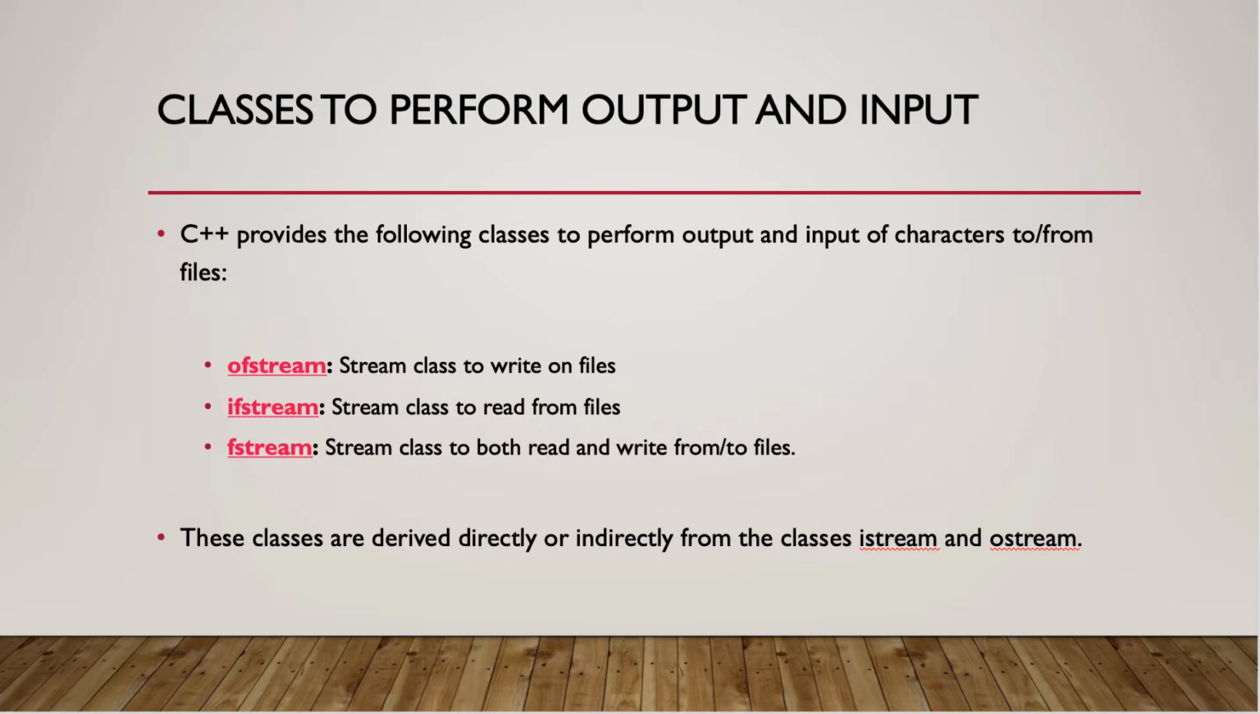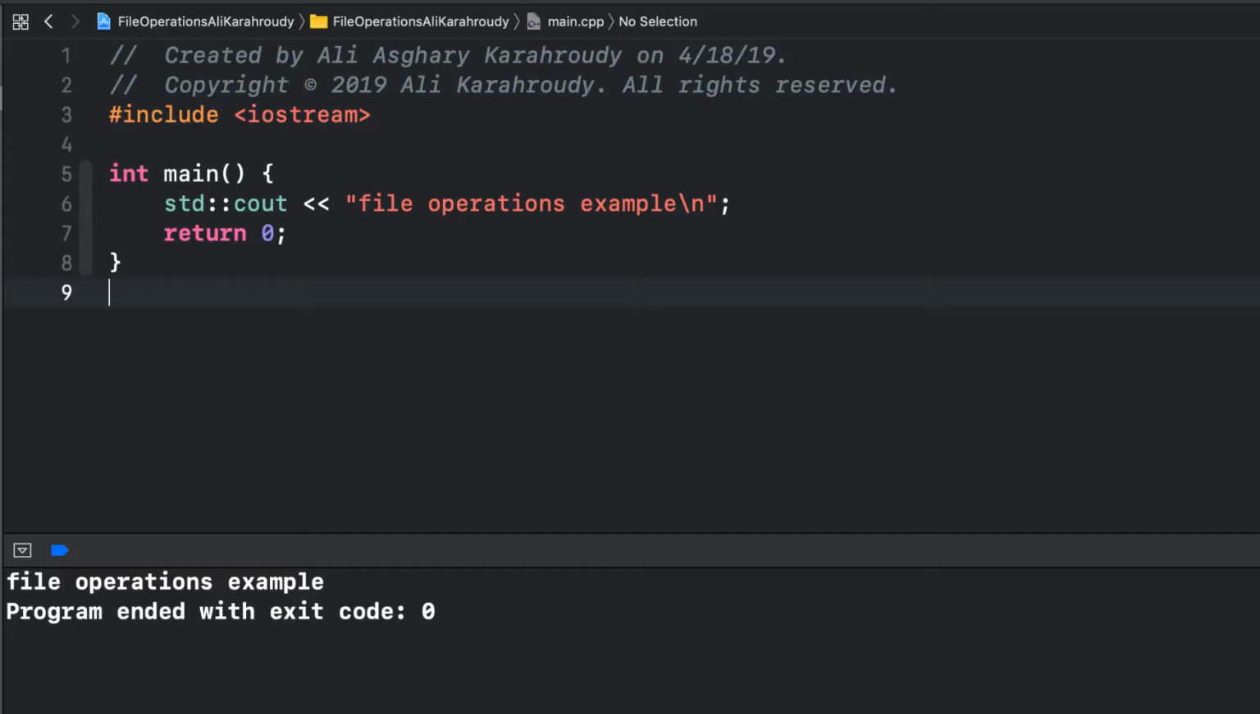You have already used objects whose types are of these classes. Remember the cin? cin is actually an object of class istream, and cout is an object of the class ostream. Therefore, we have already been using the classes that are related to our file streams. And in fact, we can use our file streams the same way we are already used to with cin and cout, with the only difference that we have to associate these streams with physical files. Let's try an example and understand through an example.